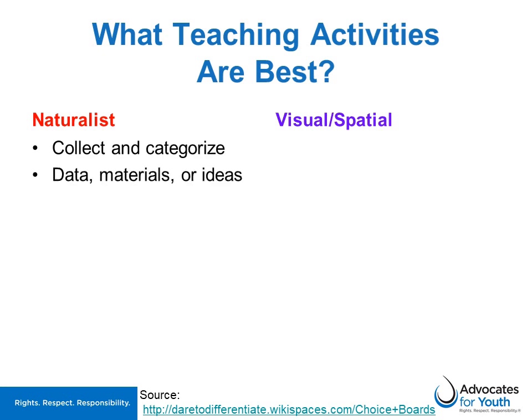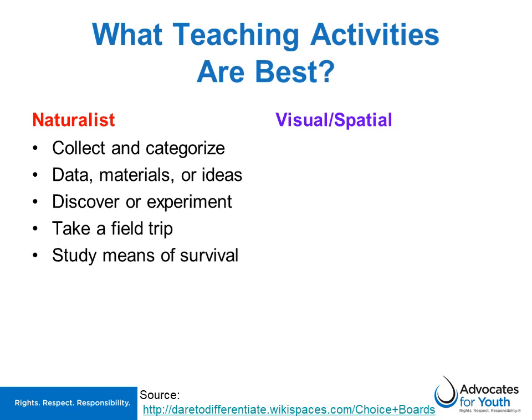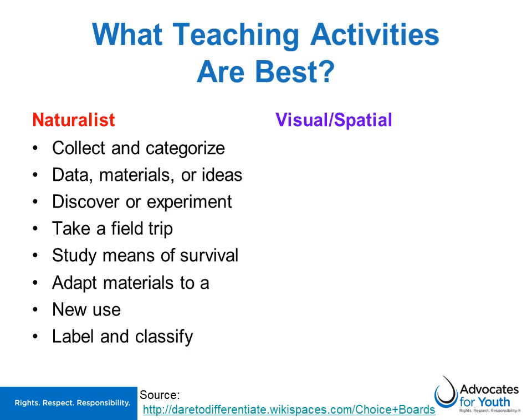For the naturalist, you might be collecting information and categorizing it. You might be doing experiments. You might be going out into the physical environment if possible, opening windows so you can have some access to natural sunlight. Might be adapting materials to create a new use for them, labeling and classifying as well.